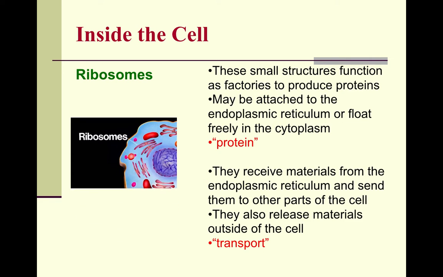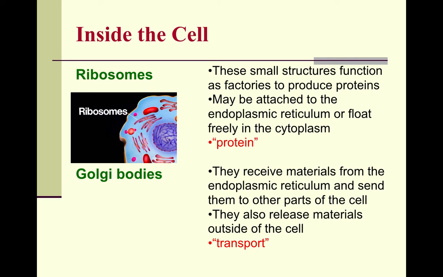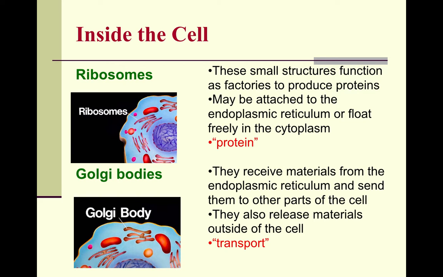The ribosomes. The ribosomes are the protein. They are where the cell gets its energy, because we get our energy from proteins. The Golgi bodies. Yeah, I can't say it either. They're the transportation of the cell. They get the materials and then they send it to the other parts of the cells. They're also the waste managers of the cells. They get rid of the materials back out of the cell.